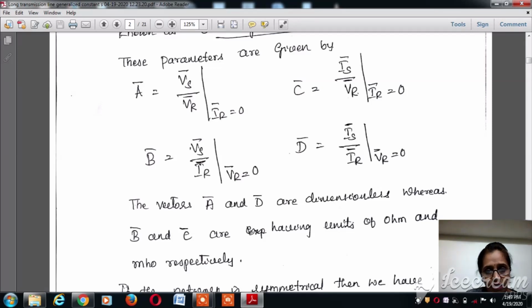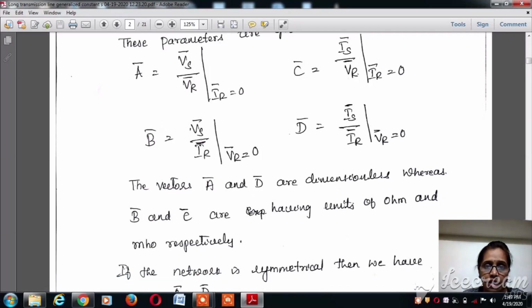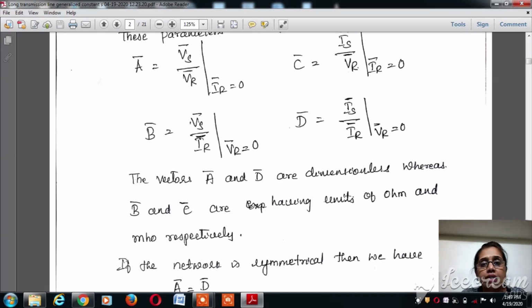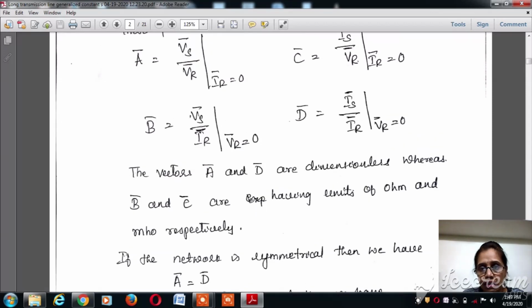Now here we can see that parameter A and parameter D are dimensionless, because they are simply the ratio of the same dimensions, that is the sending end voltage to the receiving end voltage, and the sending end current to the receiving end current. So A and D are dimensionless, whereas B and C have dimensions. B can be expressed in terms of Vs to IR, that is in ohms, whereas C can be expressed in terms of mho, that is the ratio of current to voltage.